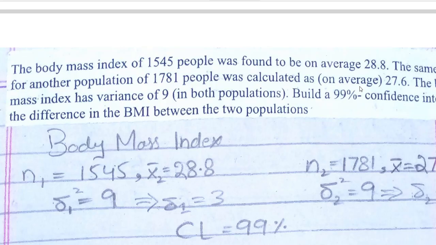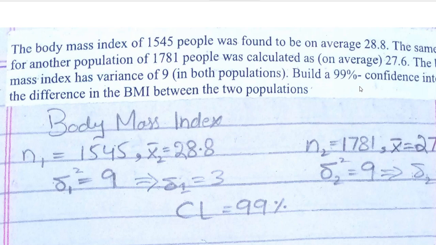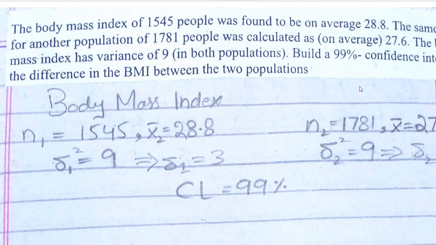People have been found an average. Now this is N1, average X1 bar 28.8. The same index for another population, this is N2 1781, calculated this is X2 bar 27.6. The body mass index has a variance of 9 in both populations. Now here in this question, both sigma 1 square and sigma 2 square are given, which is 9 and 9. So again you have to check.